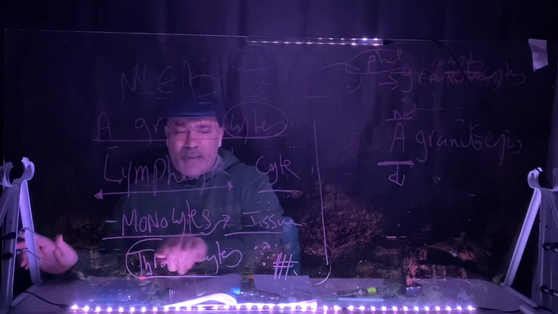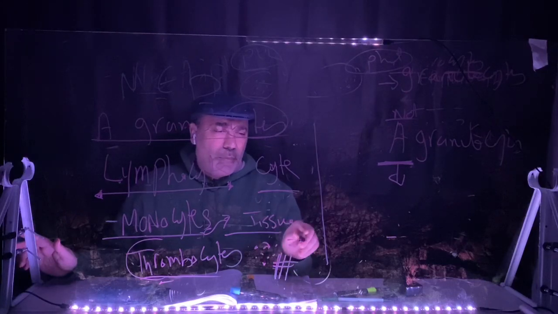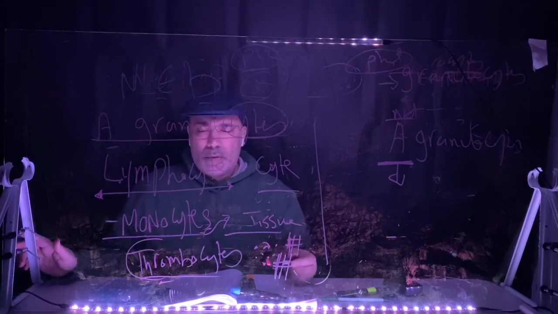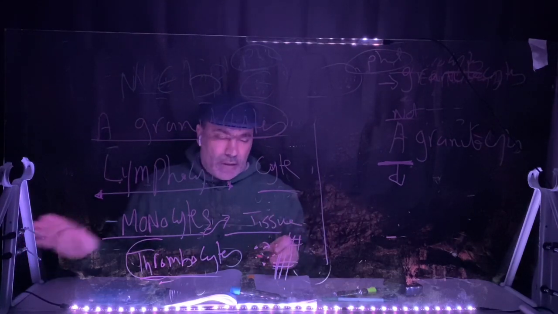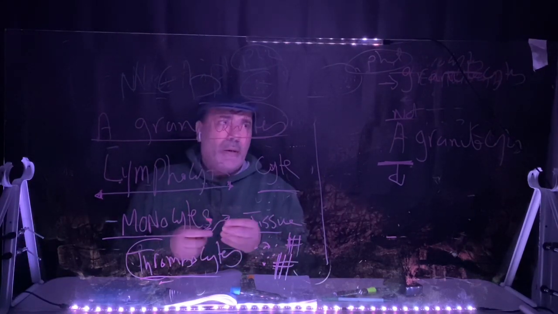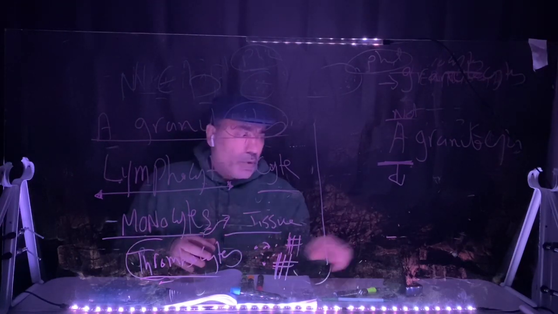Thrombocyte, from the name itself, cyte means cell, and thrombo is from clotting. So these are actually the blood platelets that close the wound. Okay, so this is just an idea about red blood cells versus white blood cells. White blood cells, of course, defend your body.